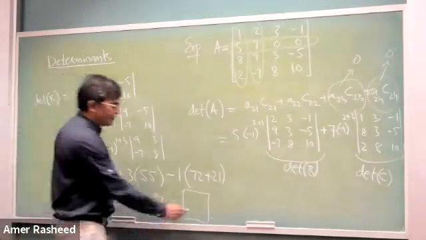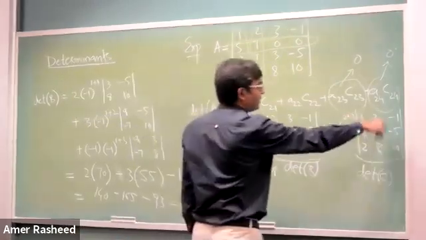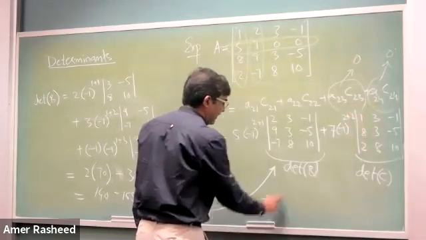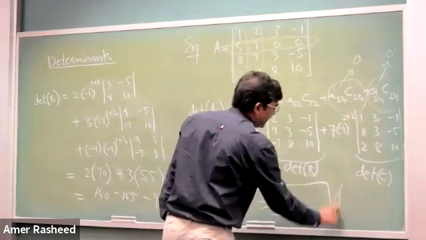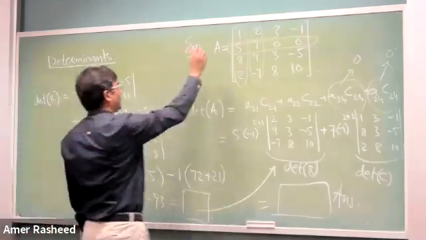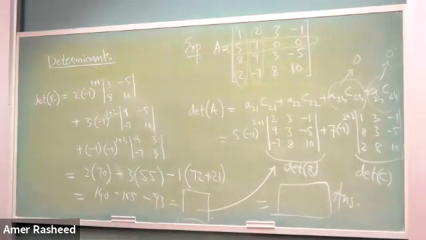You put this value here. Now you compute again the determinant of C and put the value of determinant of C here. You simplify all these things and you get the answer. You get the determinant of this 4 by 4 matrix. So this is basically the procedure of finding the determinant of any matrix of any order.